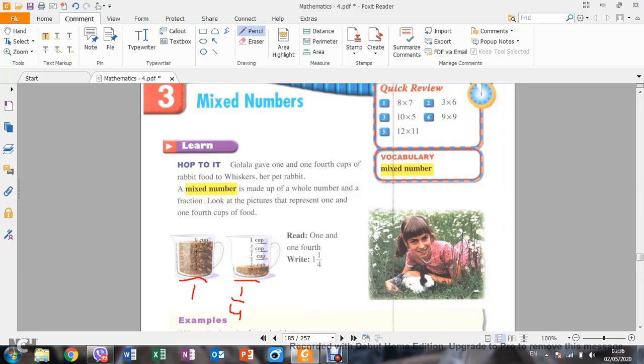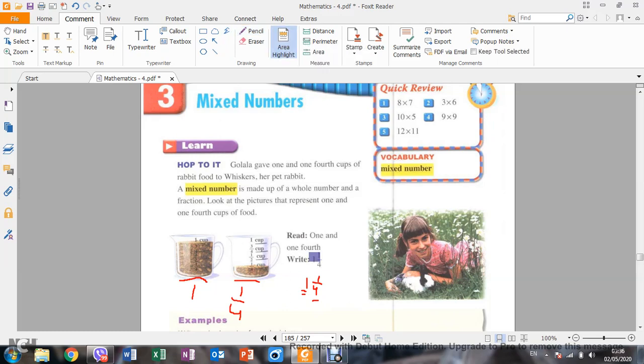We must write them together because they are together. At that time, what we need to do is write 1. This is the whole number 1, okay? And 1/4 is put directly next to it. How do we read it? You tell me: 1 and 1/4, okay?